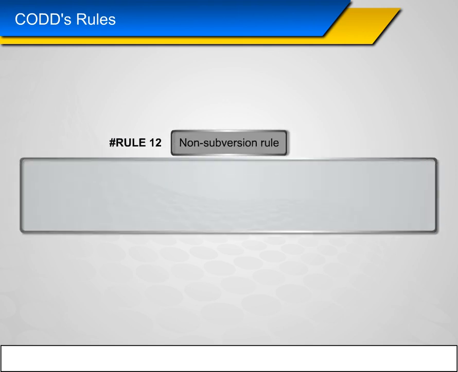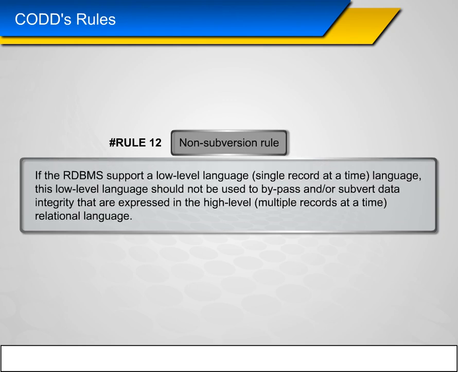Rule 12, Non-Subversion Rule. If the RDBMS supports a low-level language that is single record at a time, this low-level language should not be used to bypass and/or subvert data integrity that is expressed in the high-level relational language, that is multiple records at a time.